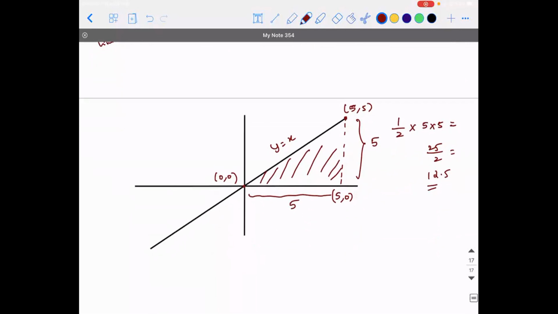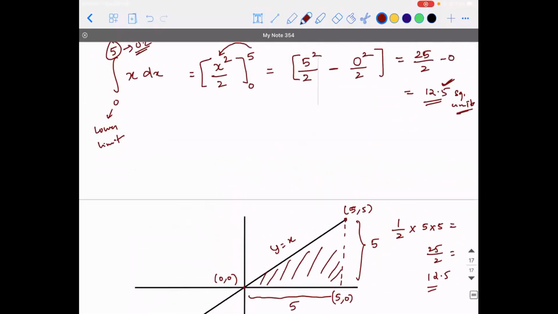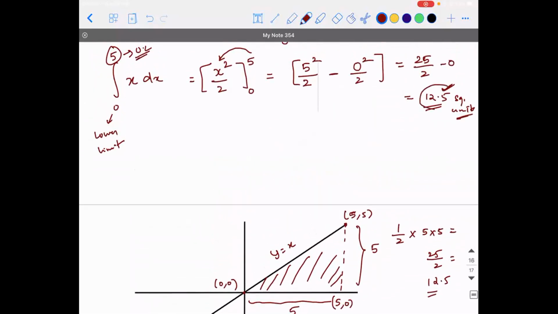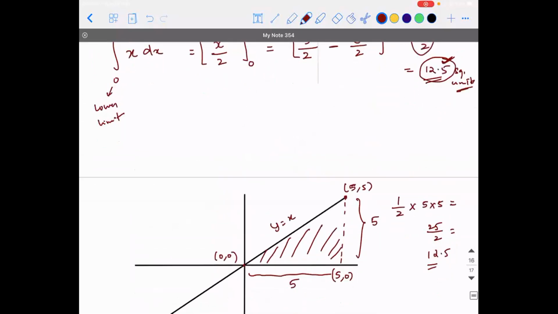The reason I took this problem as an example is I can show you both the methods. Whether you use integration, you get the same 25 by 2, or you solve it using the direct method, you're still going to get the same 12.5. Clear? So that is the basic significance of definite integrals.